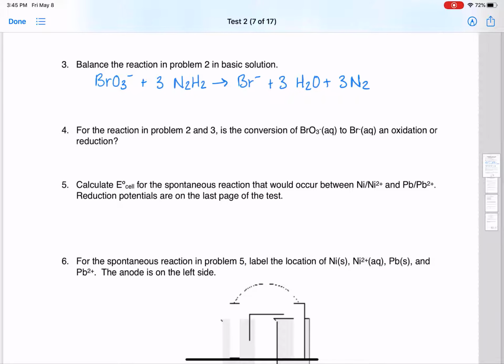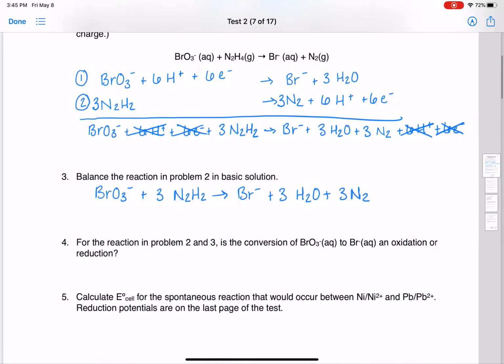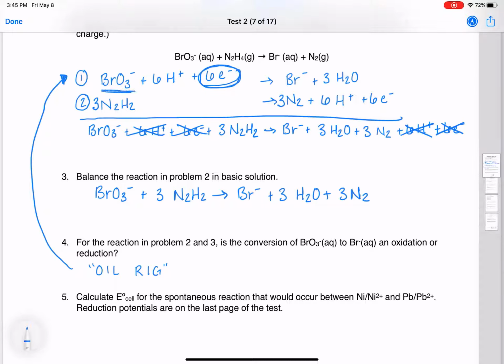Question number 4, for the reaction in problem 2 and 3, is the conversion of BrO3 minus to Br minus an oxidation or a reduction? So we can figure that out by referencing this half reaction right here. In our trick, oxidation is loss of electrons, reduction is gain of electrons. So we're looking at where the electrons are. Are they being added to BrO3? It looks like they are. So since we are adding or gaining the electrons, this is a reduction.